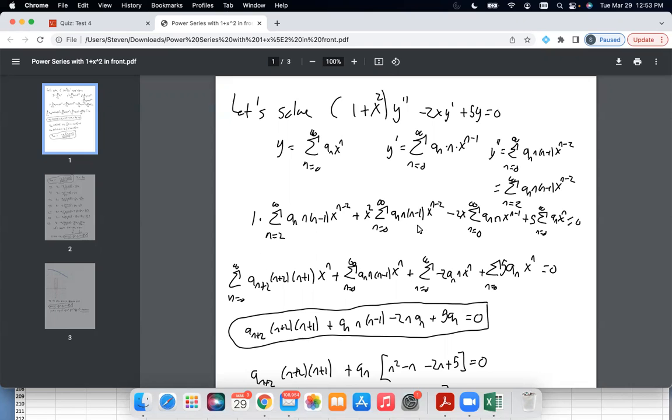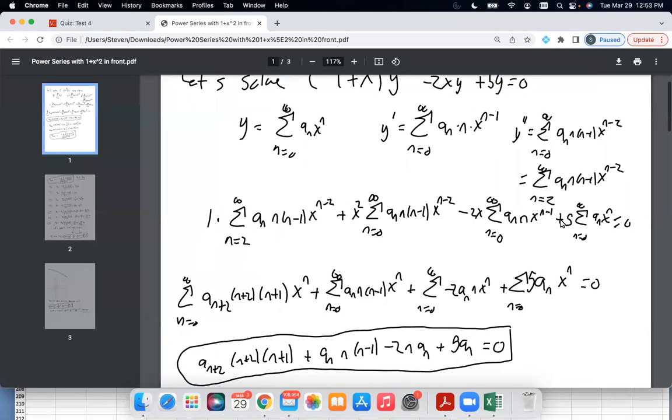Okay, so I've written all this out here. Here's 1 times this one. I wrote it out like this. X squared times this version. Those mean the same thing. Here's my negative 2x times y prime, and then 5 times y.